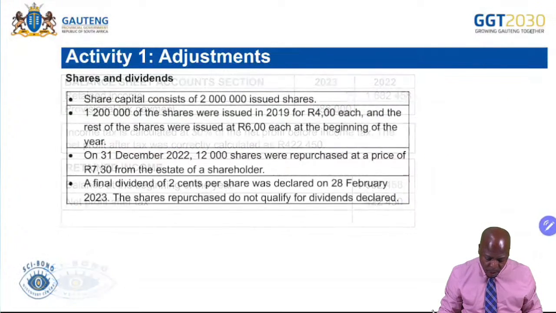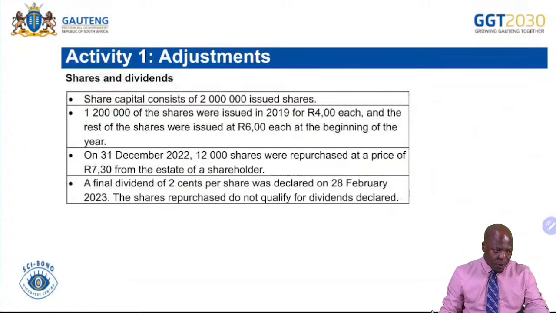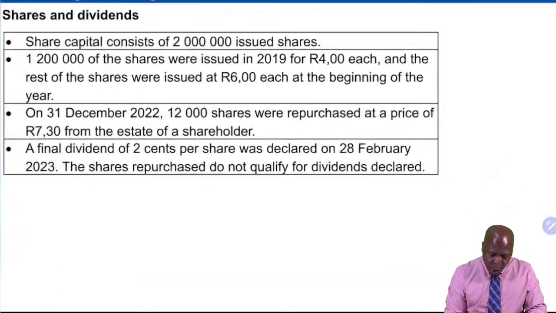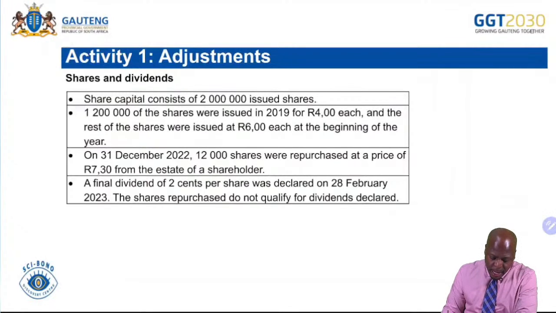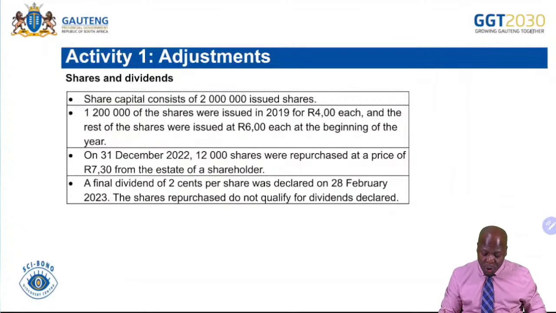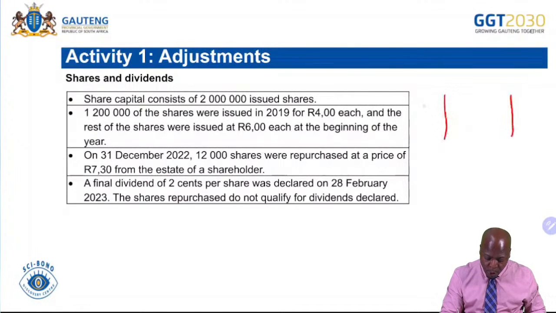Let's go and see. We are then told that the share capital consists of this, and there are shares that have been repurchased. We are told the share capital consists of 2 million shares, and then 1.2 million of the shares were issued in 2019. So I'm just going to come quickly here and see if I can do a quick note number 7. Let's quickly do that. So we know that we had 1.2 million at the beginning, and these were issued at 4 rand. It therefore means we had 4.8 million here. You still following me?